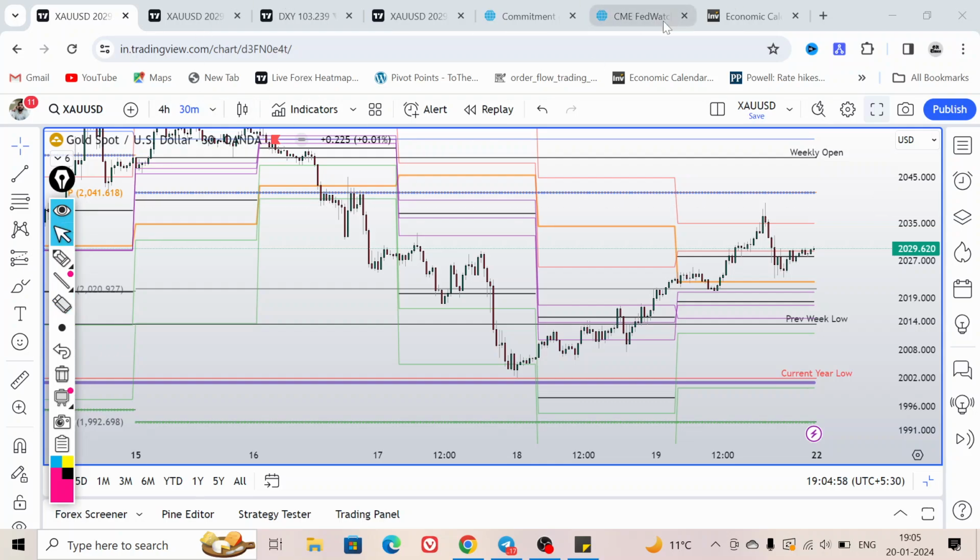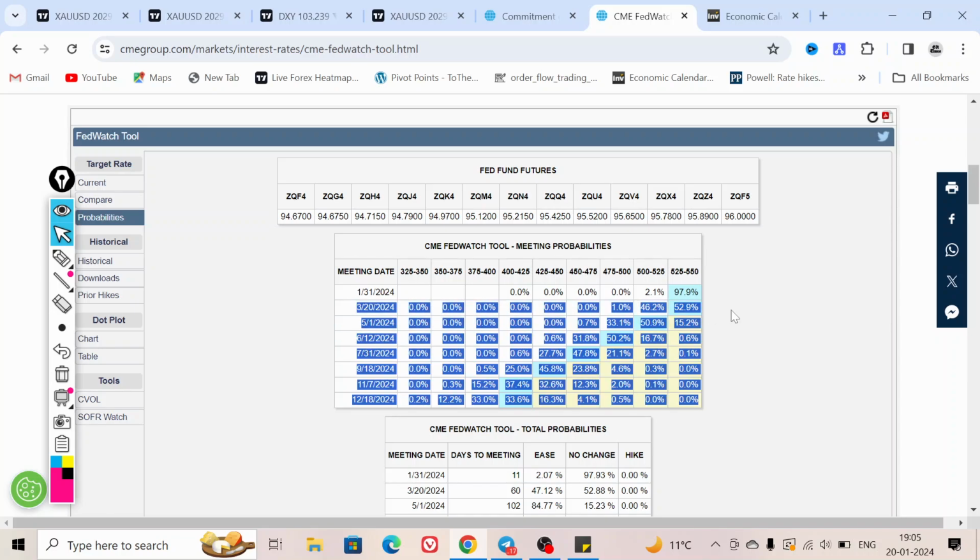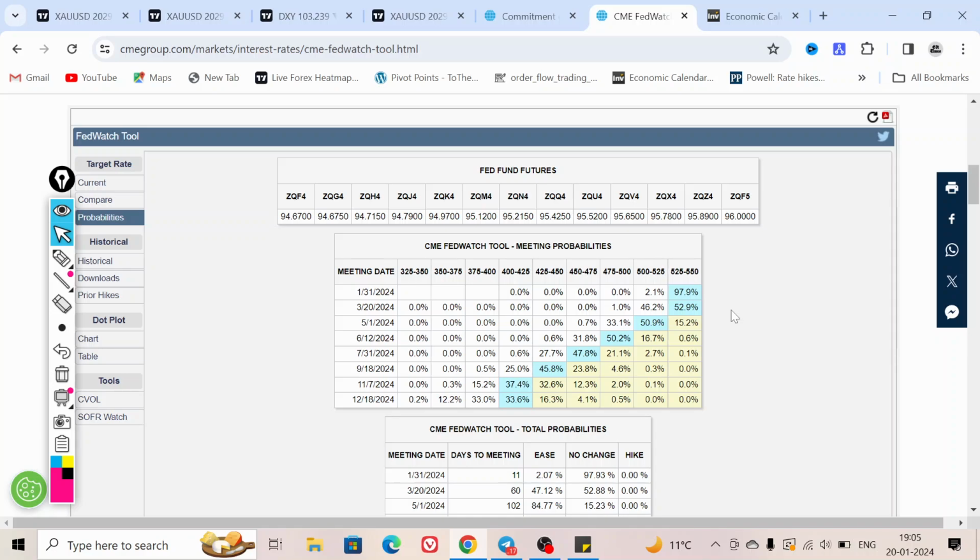If we look at the recent Fed watch, or you can say the Fed fund futures, the probability of a rate cut in March, if we check this column right over here, is just below 50%, which is a significant reduction from the earlier expectations.